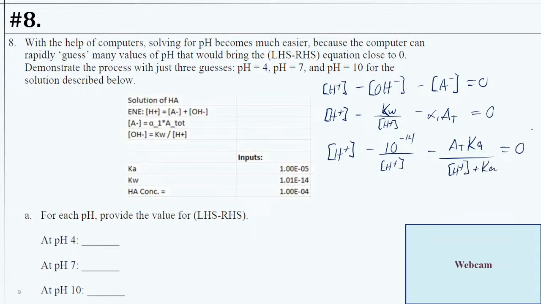Okay, so the challenge here was to recognize that what I'm asking you to do is to calculate this to see how close to 0 we got, right? And I think almost all of you had that process correctly. So for pH 4, what I got when I did this in Excel was 9.09 times 10 to the minus fifth. The next one, at pH 7, I got negative 9.9 times 10 to the minus fifth. And for pH 10, I got negative 2.01 times 10 to the minus fourth.